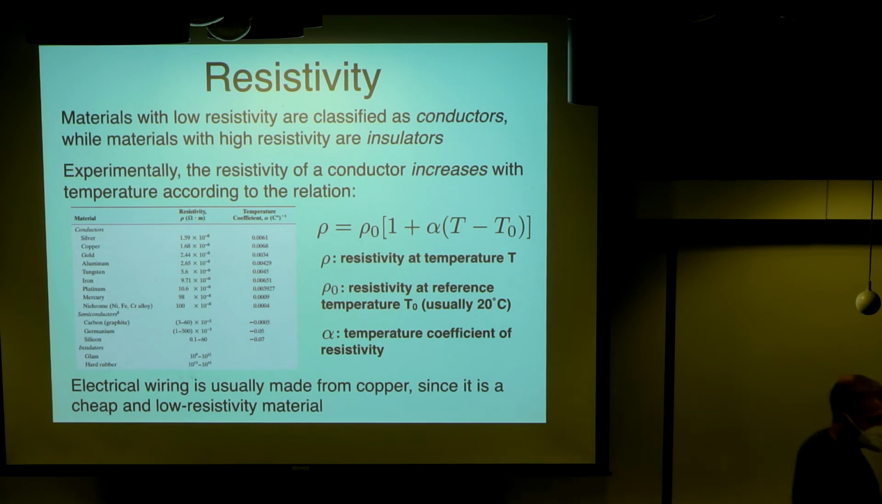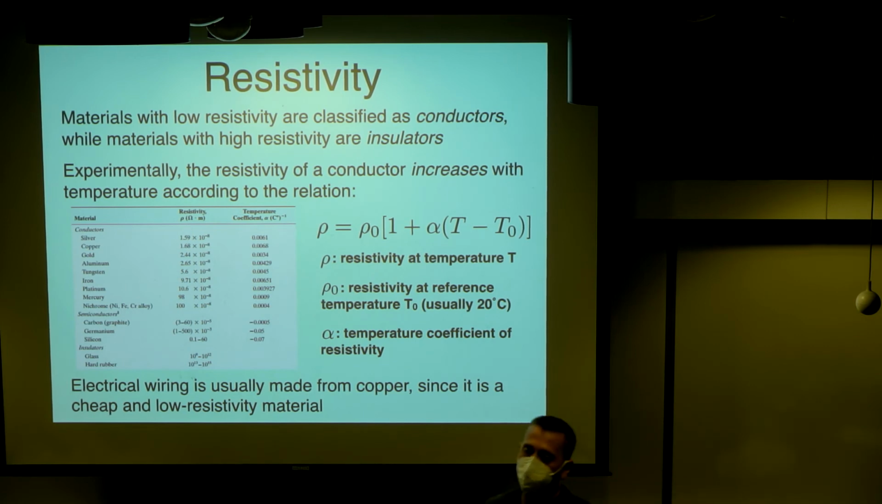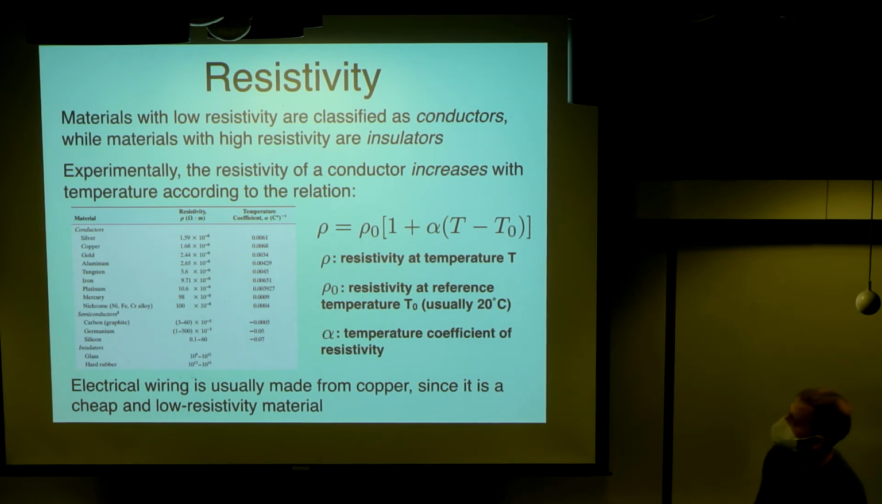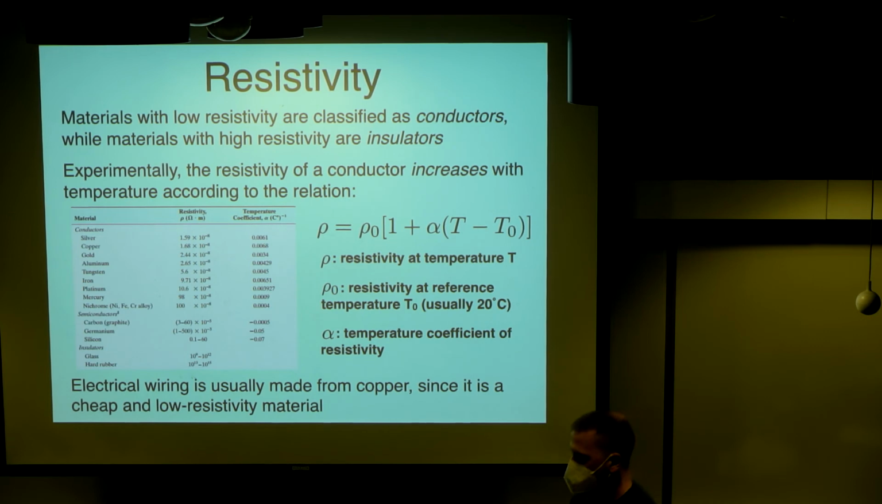But there's a slight complication to this. So experimentally, the resistivity of a material can change. And in particular, it can change with temperature. As you heat up an object, you tend to increase its resistivity. So rho tends to go up as you increase the temperature.